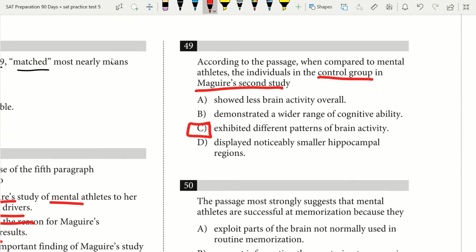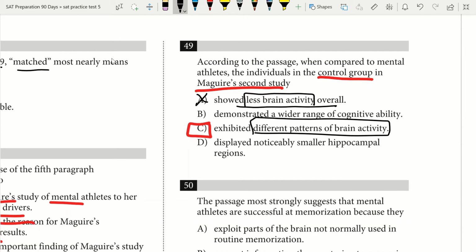Let's go ahead and just talk about why A, B, and D are wrong real quick as well. Option A, showed less brain activity overall. It doesn't say that they showed less brain activity overall, just different patterns of the brain activity, right? We talk about one region working in overdrive for one that is not working in overdrive for the other. Option B, demonstrating a wider range of cognitive ability. Once again, we said that they had approximately the same IQs or approximately the same intelligence. Option D, displaying noticeably smaller hippocampal regions. Their hippocampal regions were the same. Okay, so that would be wrong as well. So answer there is going to be C.